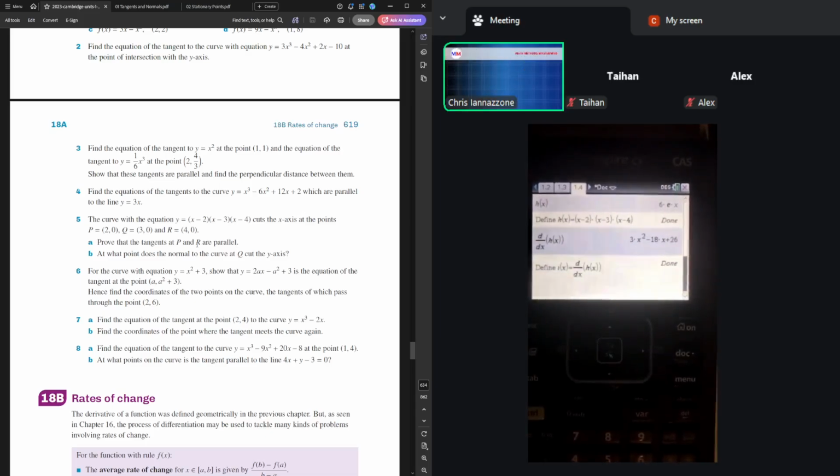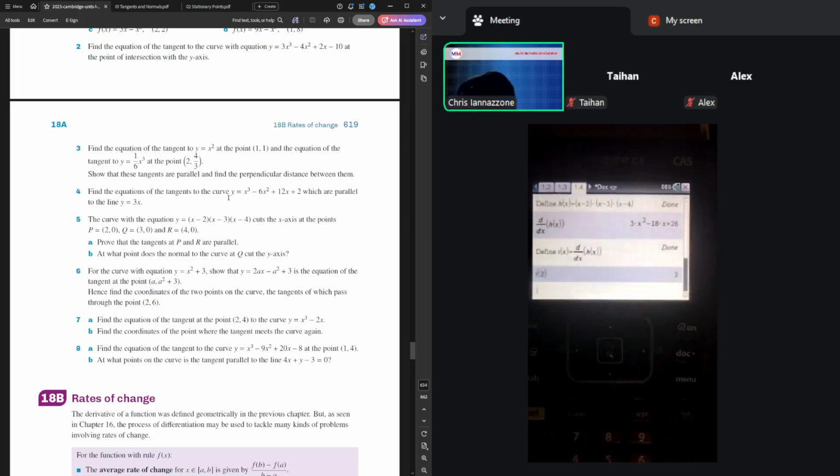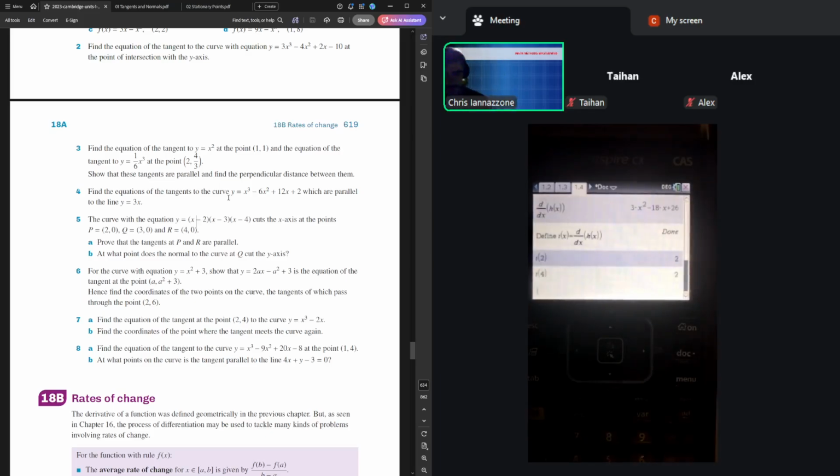Cool. So to prove that the tangents at P and R are parallel, what we want to do is prove that the gradients at P and R are equal. If we look at the coordinates P and R, those are x equals 2 and x equals 4 respectively. So if I put those into our gradient formula, I should expect that both those x coordinates have the same gradient on my function, which they do. They both have a gradient of 2. That'd be the fastest way to go about it.